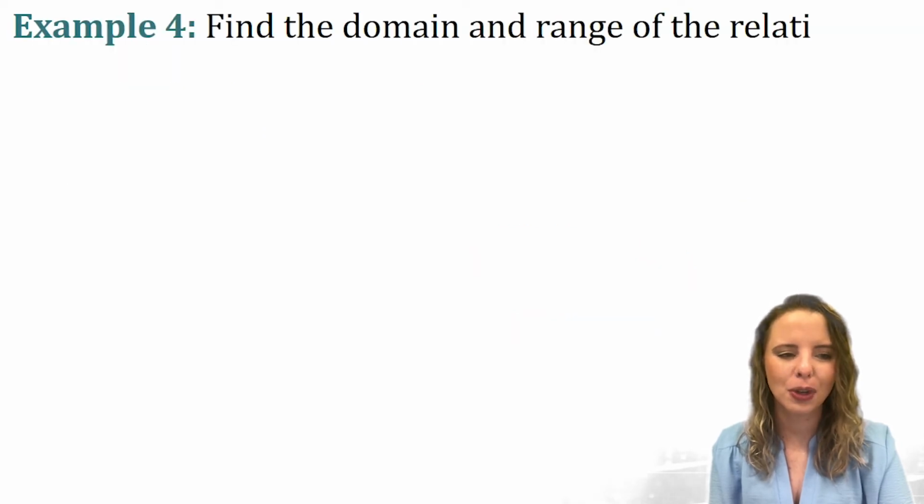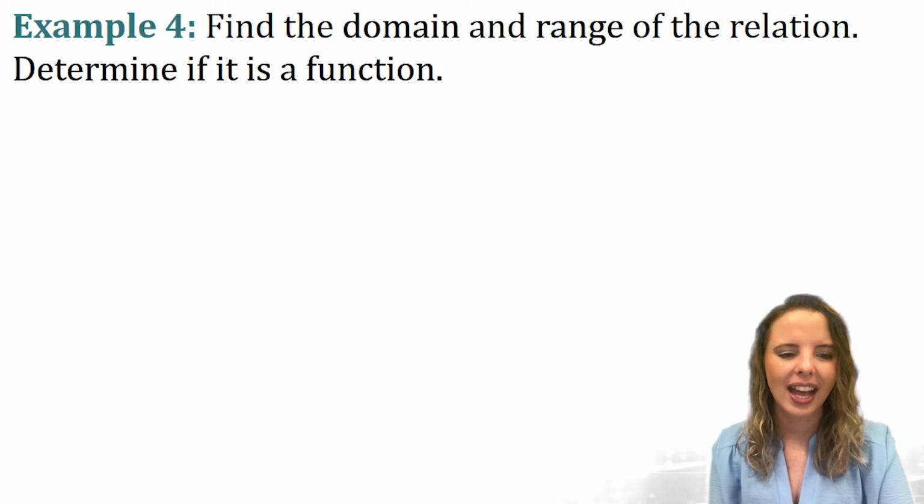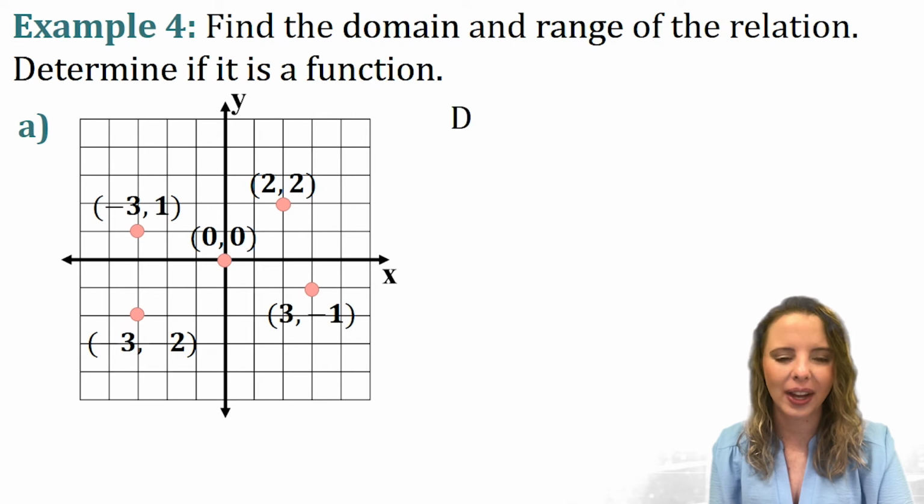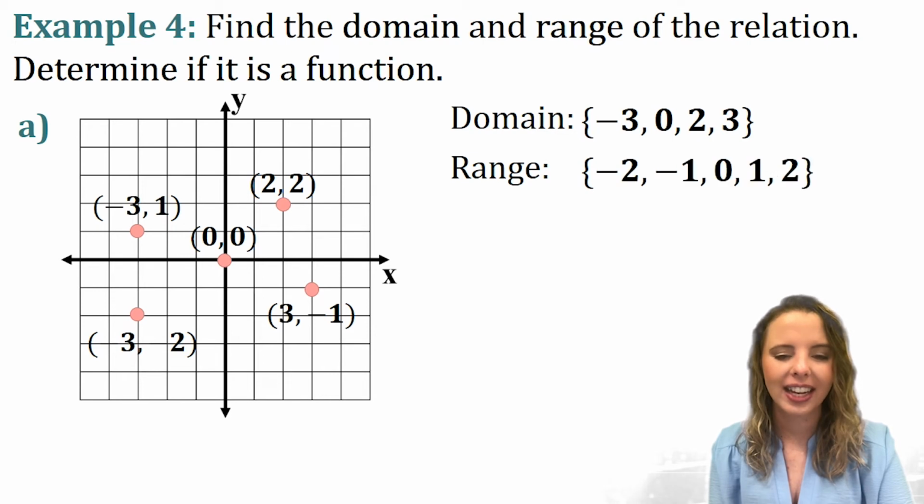Now it is time to move to more difficult scenarios. Instead of looking at a simple map, table, or set of ordered pairs, we're going to look at a graph. On this graph, we have a set of ordered pairs that have been plotted. And we are going to determine our domain and range and determine if it's a function. So we have -3, 1, -3, -2, 0, 0, 2, 2, and 3, -1. We need to determine the domain. The domain is all of our x values, -3, 0, 2, and 3. Our range is our y values, -2, -1, 0, 1, and 2.